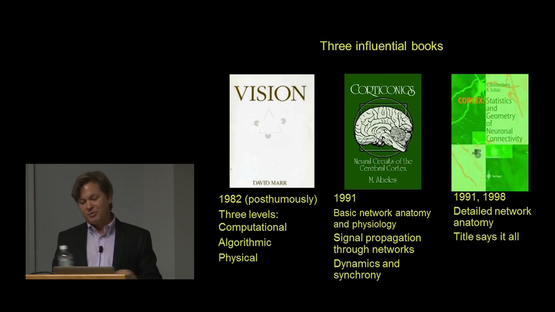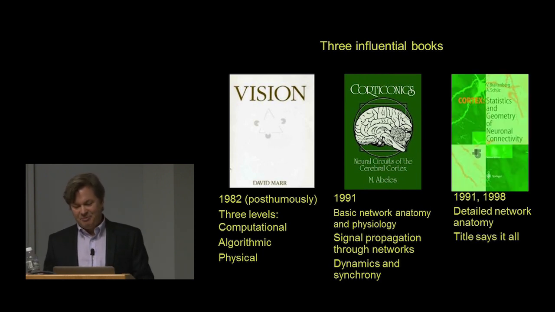Then the final book is one that I just picked up sort of late. I'd known about this book that was written really at the same time as Abeles's book, by another one of Christoph's doctoral advisors, Valentino Braitenberg, who died last year, and Almut Schüz, who is an anatomist who worked with Braitenberg. And again, in this case, the title says it all: Cortex: Statistics and Geometry of Neuronal Connectivity.